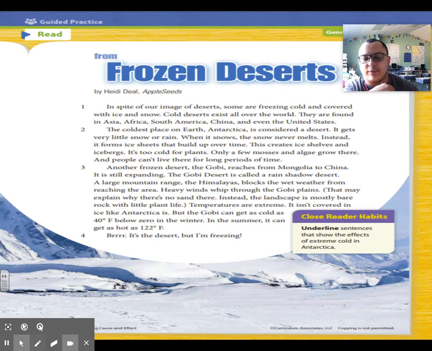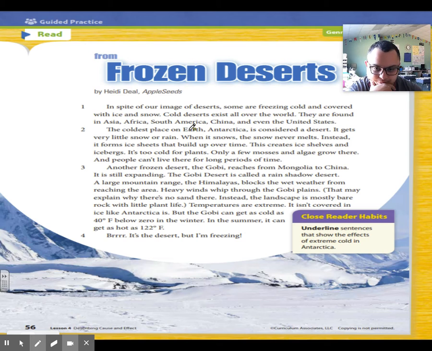So let's go back and see if we can figure out where ice sheets are. So I'm skimming. I see the words ice sheets, and I see that they build up over time. So I'm going to look around this particular sentence, and I'm going to read it. It says, when it snows, the snow never melts. Instead, it forms ice sheets that build up over time. So why do these ice sheets build up over time?